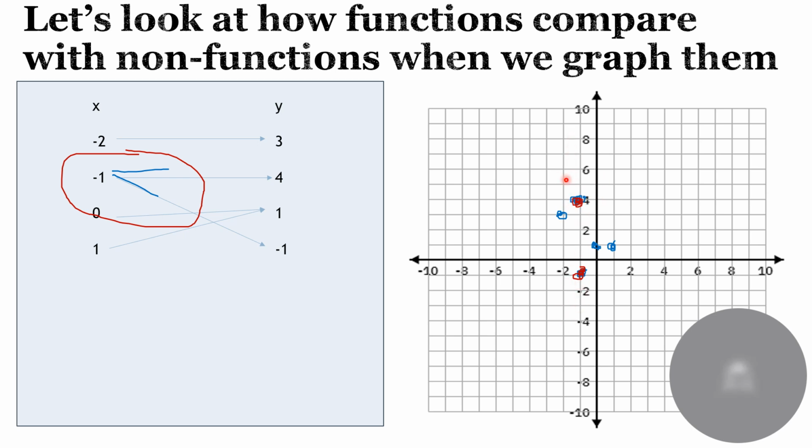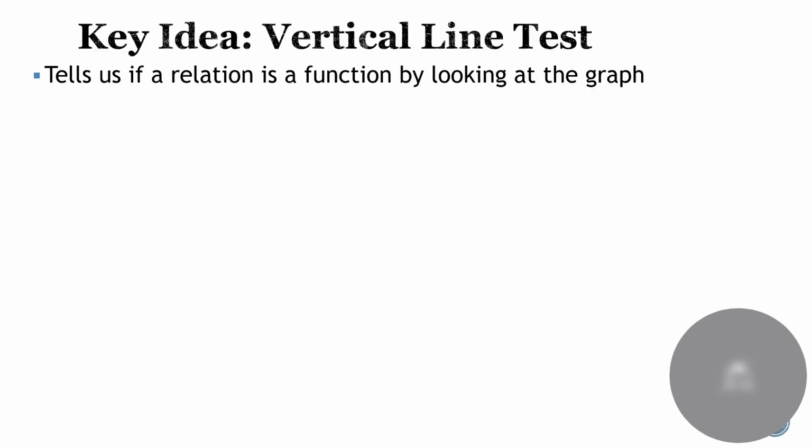And so where we had the function, each x only went to one y. When you have a non-function, you have an x value, and that x value goes to more than one y. Now, on the map, it looks like kind of like a splitting at the beginning. On the graph, what that looks like is 2 points that are stacked up. So that leads us to our key idea.